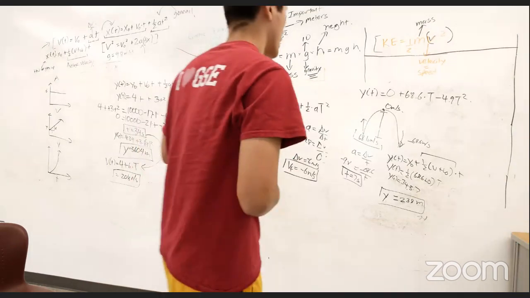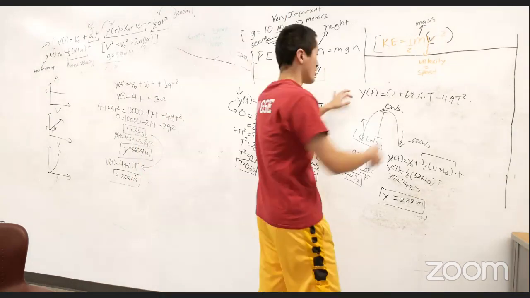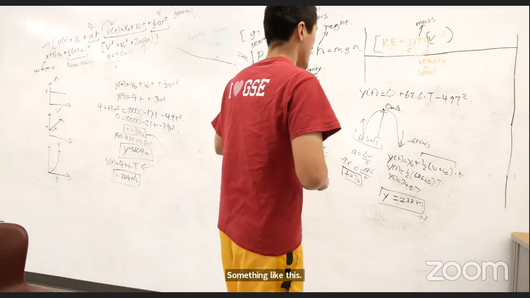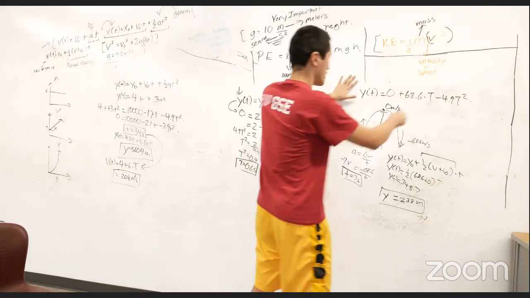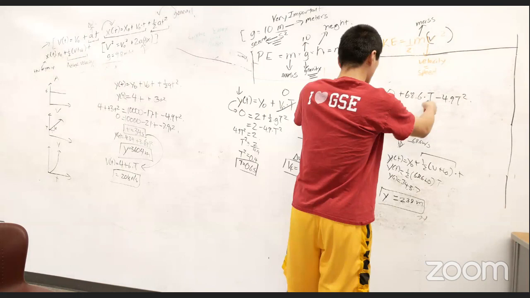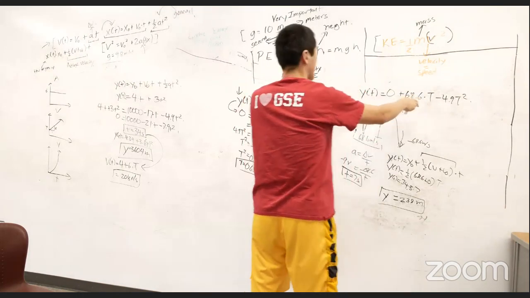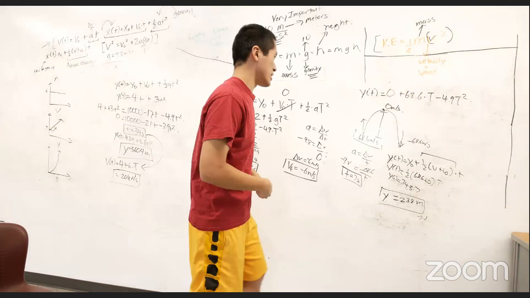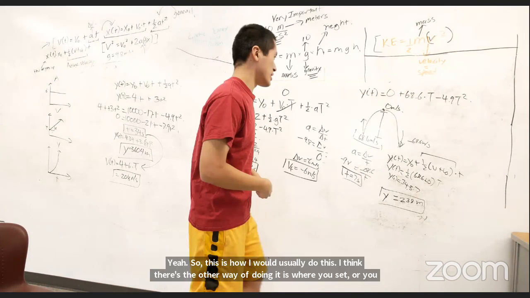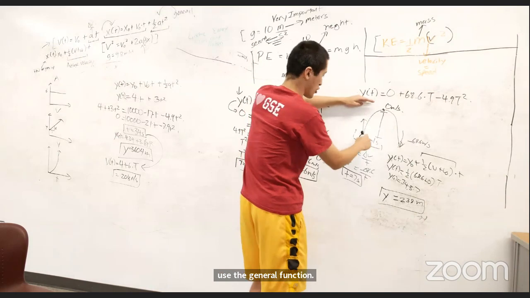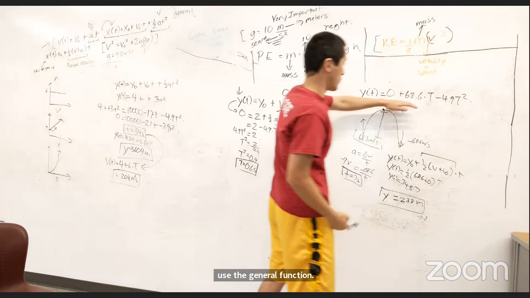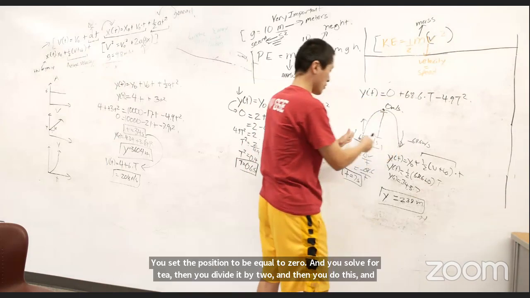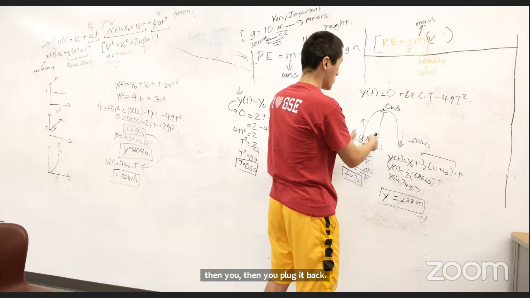I think the other way of doing it is where you use the general function. You set the position to be equal to 0, then you solve for t, then you divide t by 2, and then you plug t back. Basically, you're trying to figure out the total time it takes for your missile to start here and then end back at the ground. That'll give you the total time here. You divide that by 2 to figure out this time. And then you plug this back into here to figure out how far up it went. That's another way of doing it.